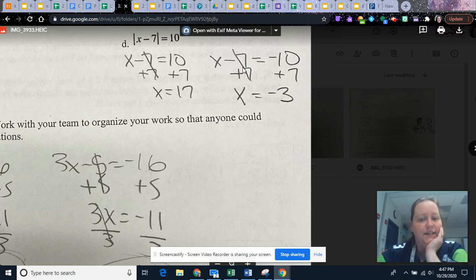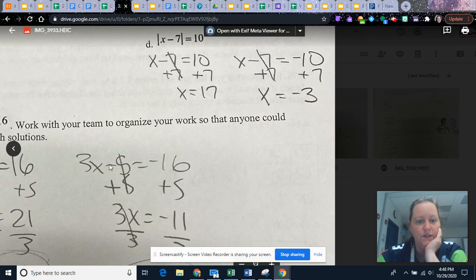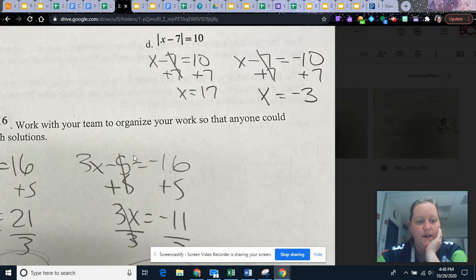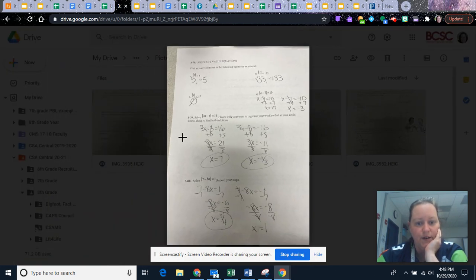So if we have x minus 7 equals negative 10, add 7 to both sides, and then we have x equals negative 3. Watch what happens if I plug in negative 3 here. I get negative 3 minus 7, which equals negative 10, and when you take the absolute value of negative 10, it becomes 10. So now we're going to try a couple other ones that are a little more complicated.